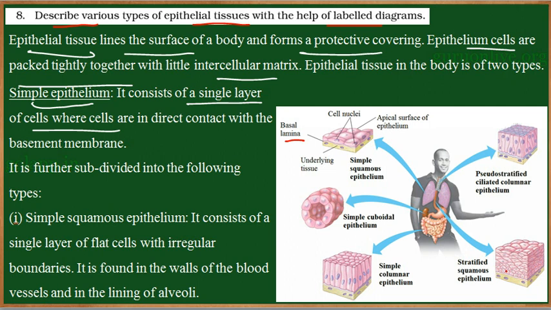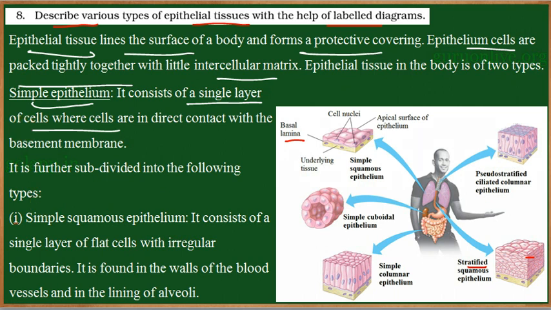But there are certain regions where they are arranged in multiple layers, more than one layer. So here we can see there are many layers of cells resting on the basement membrane. These are called compound or stratified epithelium. So based on the number of layers, we classify epithelium into simple epithelium and compound or stratified epithelium.